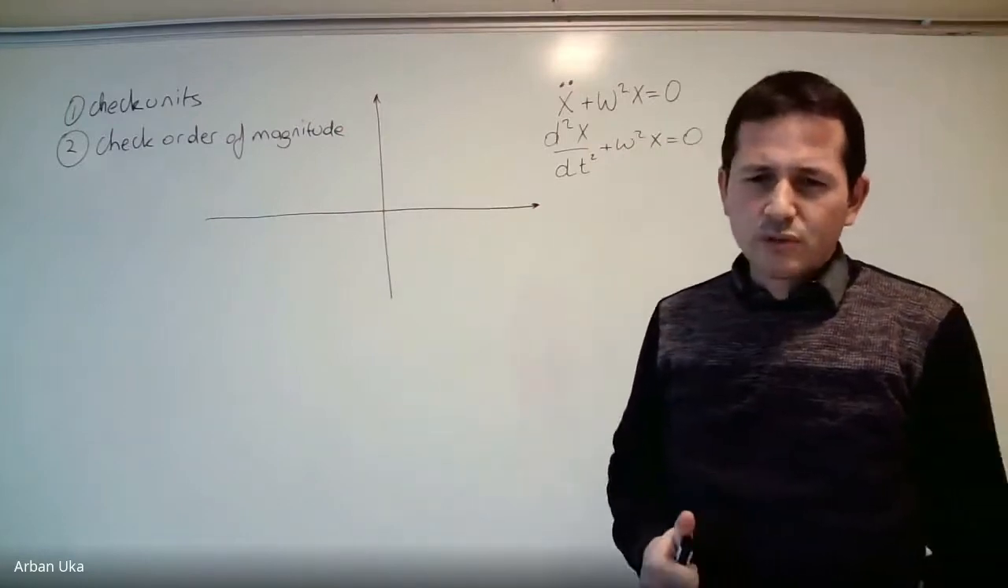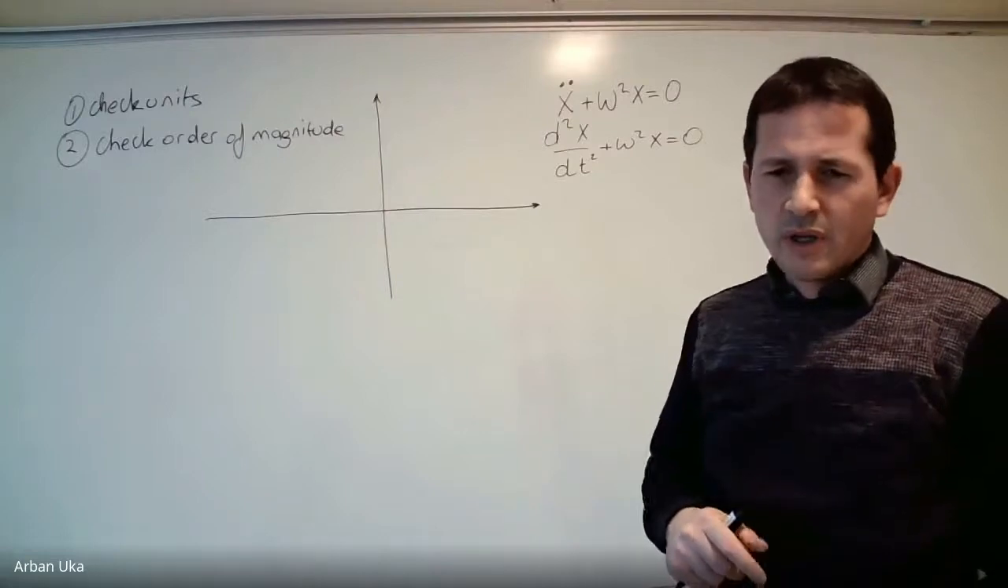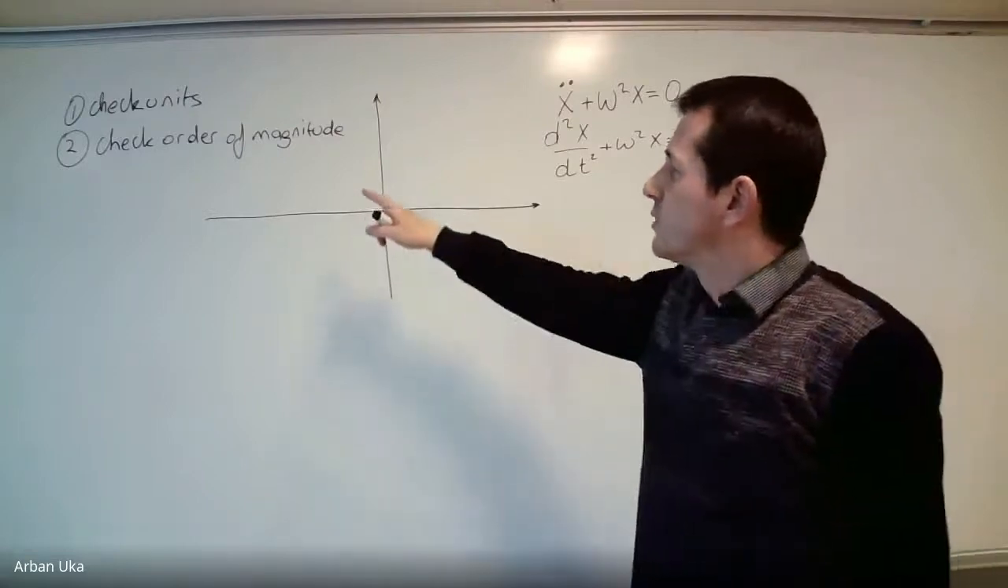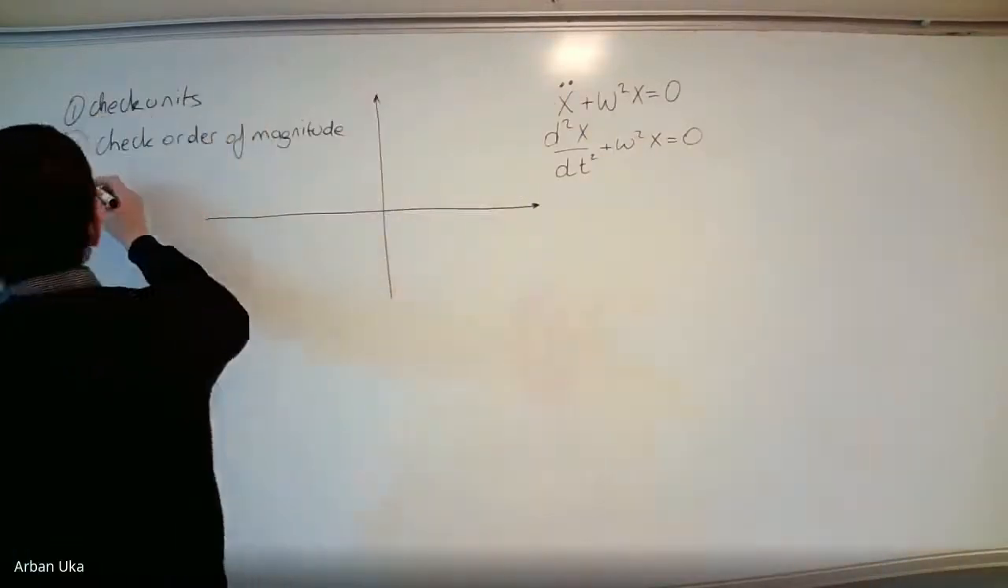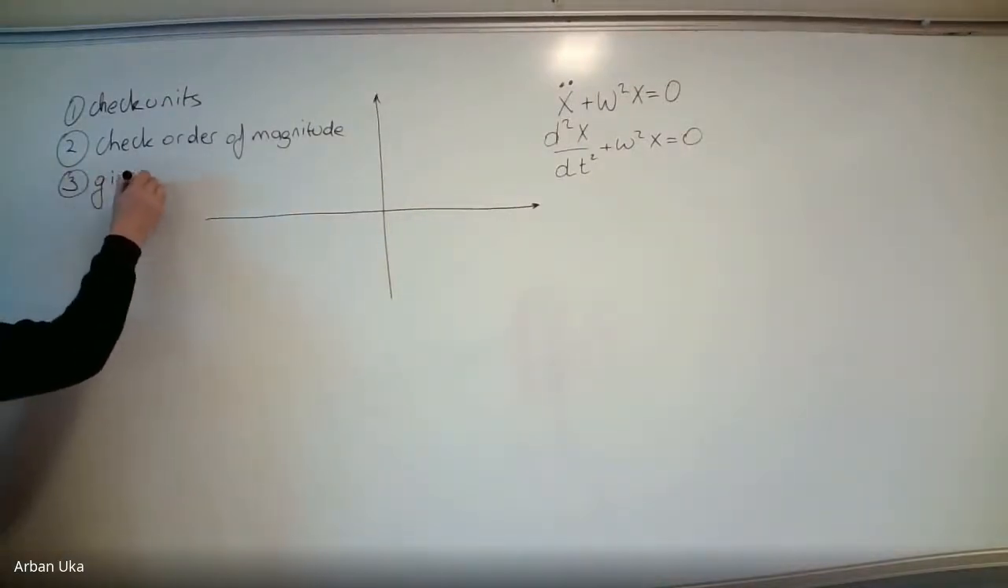You may not have a calculator, but you should be able to check 10 to the power 2 divided by 10 to the power 4, you get 10 to the power minus 2. So this is the order of magnitude. The third part is give precise results. This is the last one.